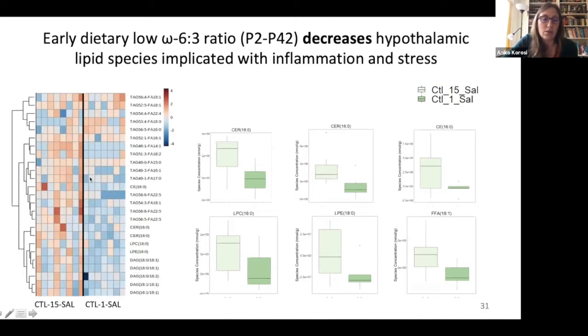What is nice to see is that, as expected maybe, this early diet several months later leads to changes in the lipid profile in the brain. In particular, there is a reduction in lipid species that are implicated in inflammation and stress, like the ceramides, for example.